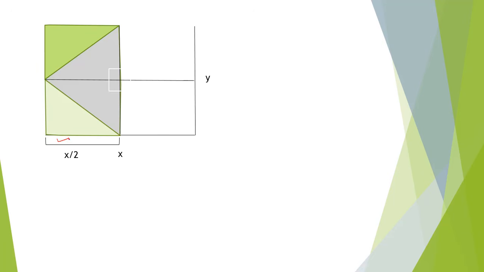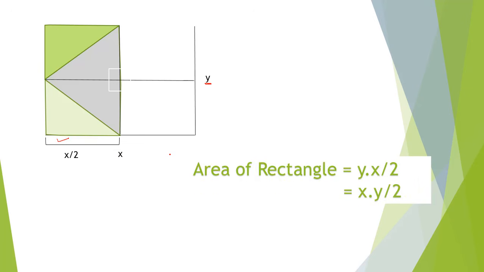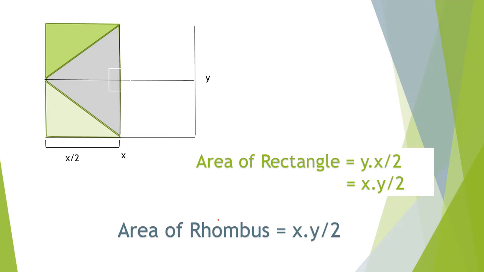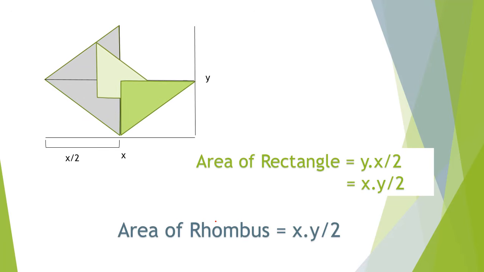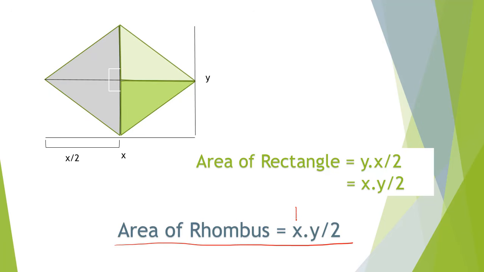Now this side is x over 2 as it is half of x, and the length of the other side is y. So the area of this rectangle is y into x over 2. We can rearrange it: x into y divided by 2. This is exactly the area of the rhombus because we made this rectangle with triangles of the rhombus. Hence we got a formula for the area of a rhombus where x and y are the diagonals.